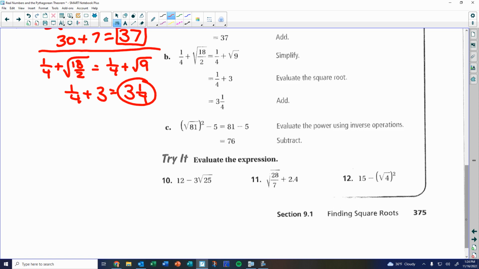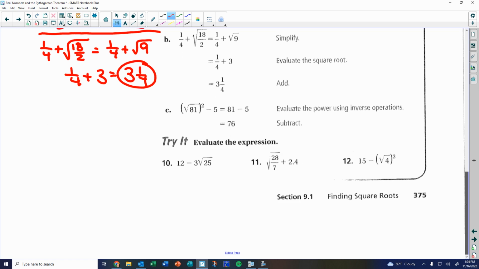All right? I want you to try 10, 11, and 12 now. Okay, I'll give you a few minutes to do that one, and then we're going to do the last. We have one more example to do, and we'll do that one together because we only have about 14 minutes of class left. So I want you to try those 3 right now. Let's see how you did.